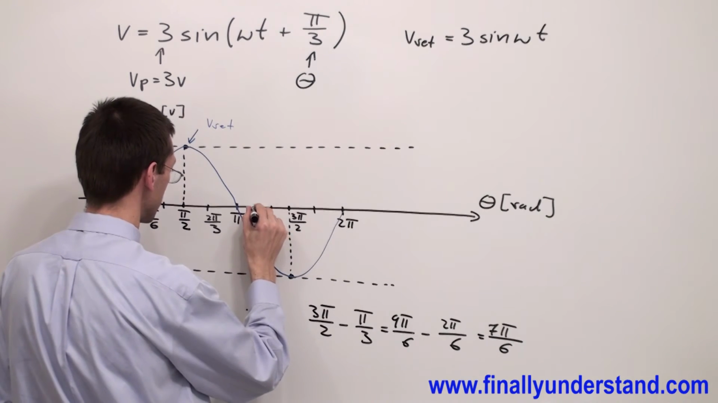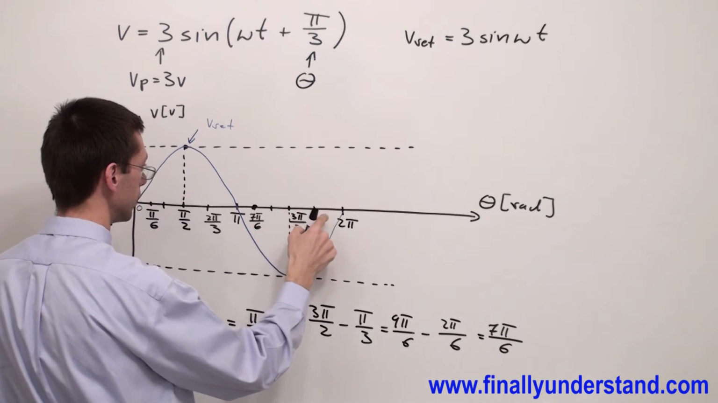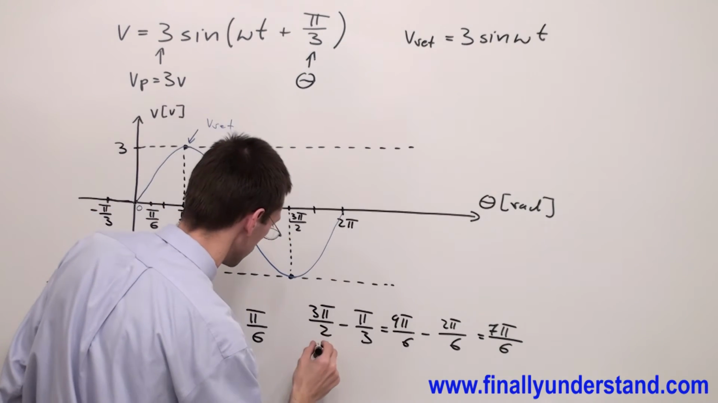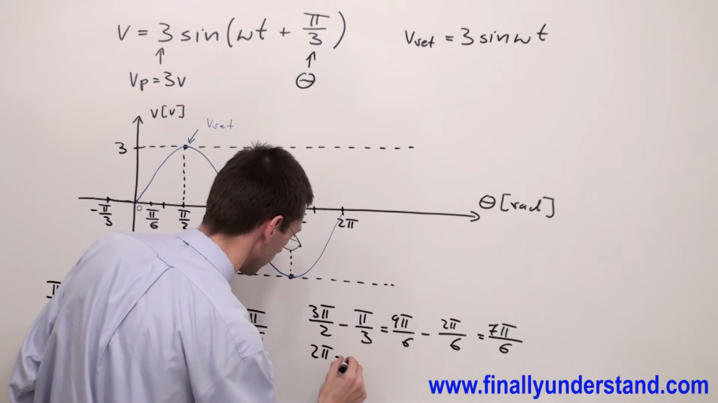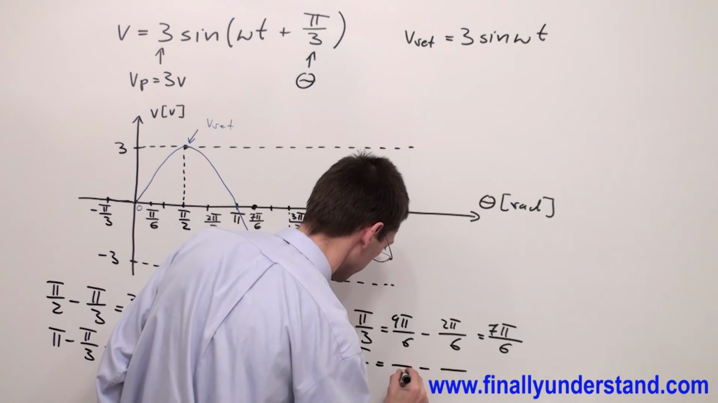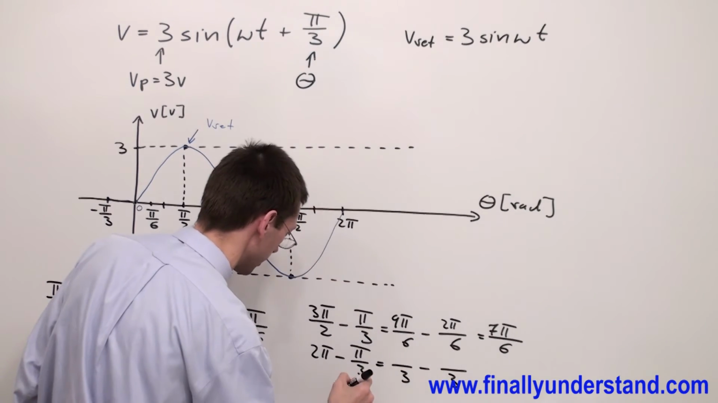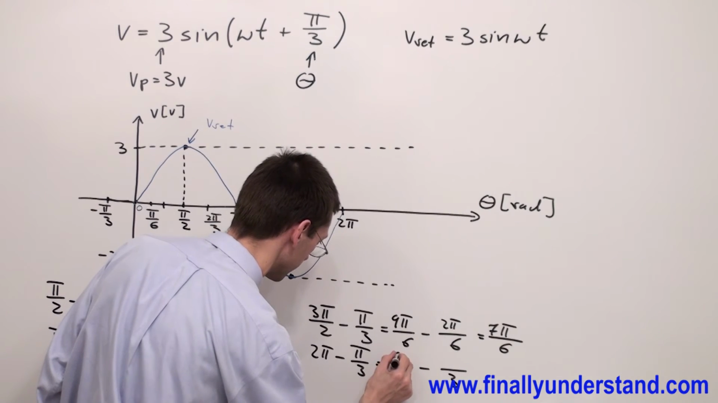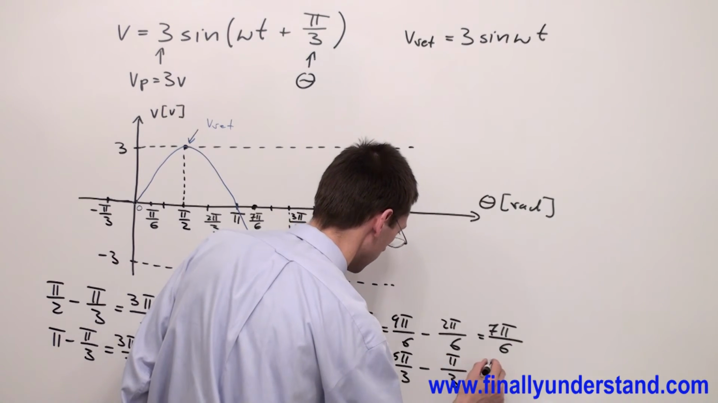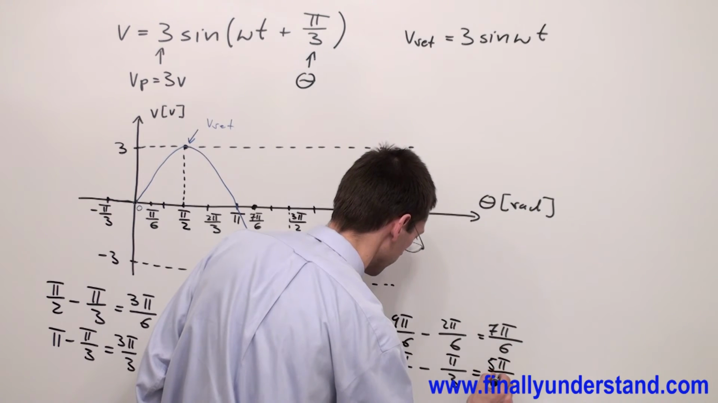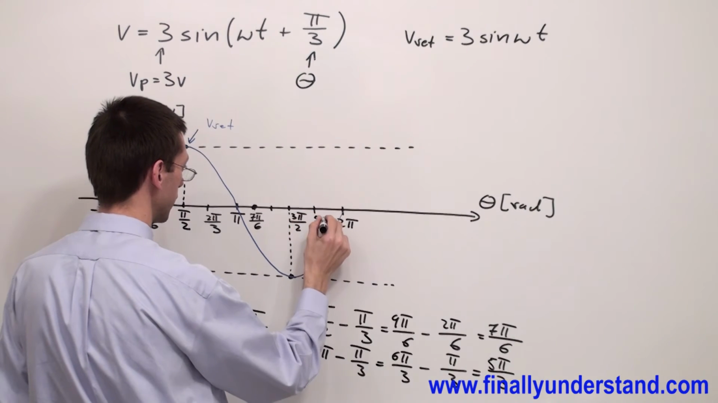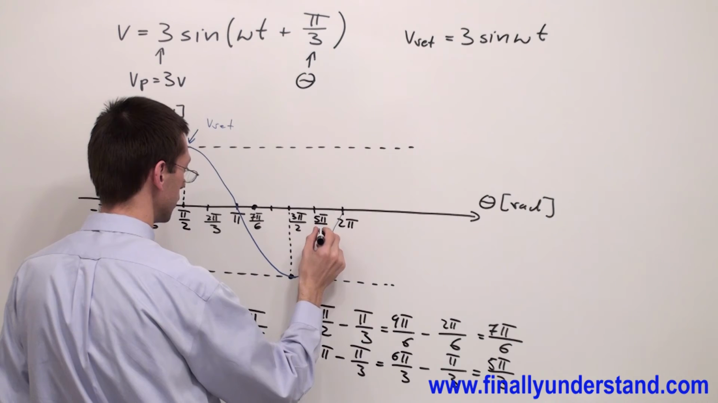Next, I have to move my 2 pi by pi over 3. So I'm going to have 2 pi minus pi over 3. The common denominator is 3. That's why I'm going to have 6 pi over 3 minus pi over 3, which is equal to 5 pi over 3. That's why I'm going to have 5 pi over 3.